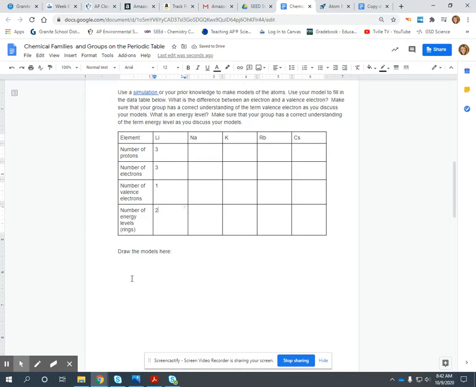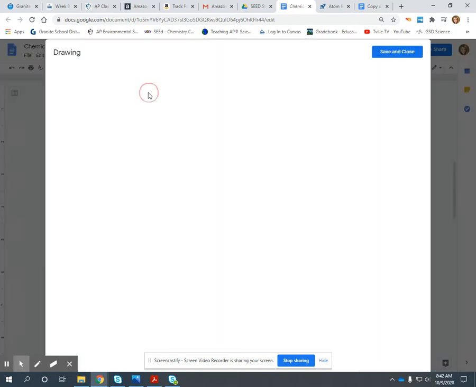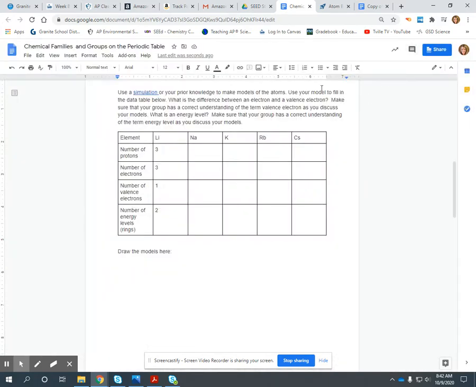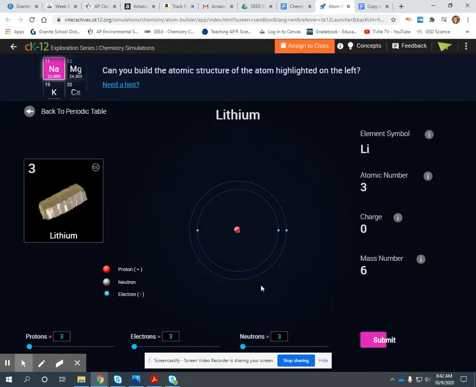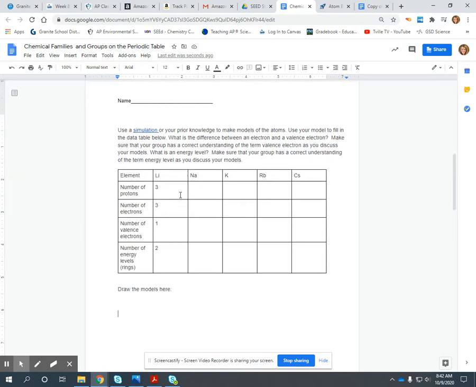Okay, and again, you will either need to insert a Google drawing of this atom, creating it in Google Drawings, or you can take a screenshot of this model that you built in the simulation and insert that model there. But you'll need to make models for all of these atoms in the table. Okay, that is how we're going to use the atom builder simulation to complete this part of the assessment.